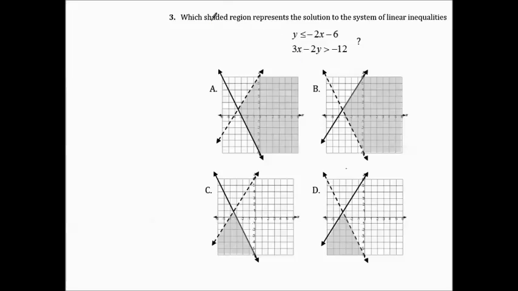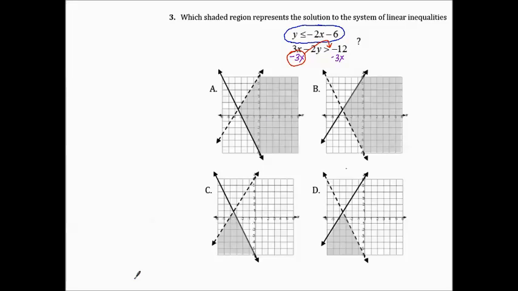In this problem, they ask you which shaded region represents the solution to the system of linear inequalities. One of these. This one is already set up perfectly for us to enter in our calculator. The next one, however, is not in slope-intercept form, so we need to fix that. Remember that what you do is you subtract the x term from both sides. What that means is that that x term is now going to fall right there.